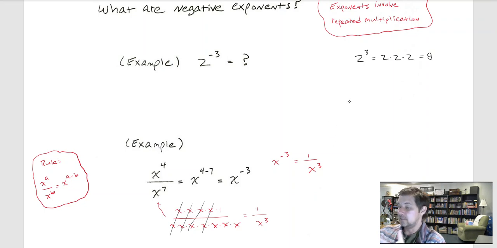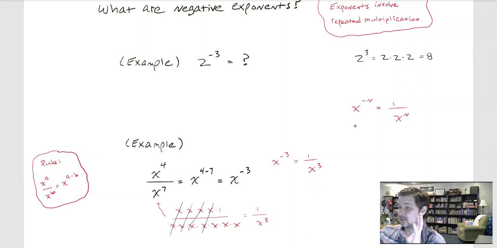I could say things like this. Let's speak in generalities. Some number x to the power negative n, where that power is a negative number, could be alternately understood as 1 over x to the power n.